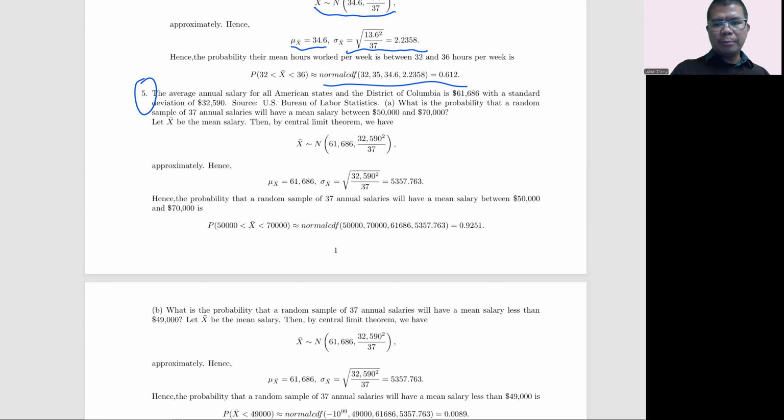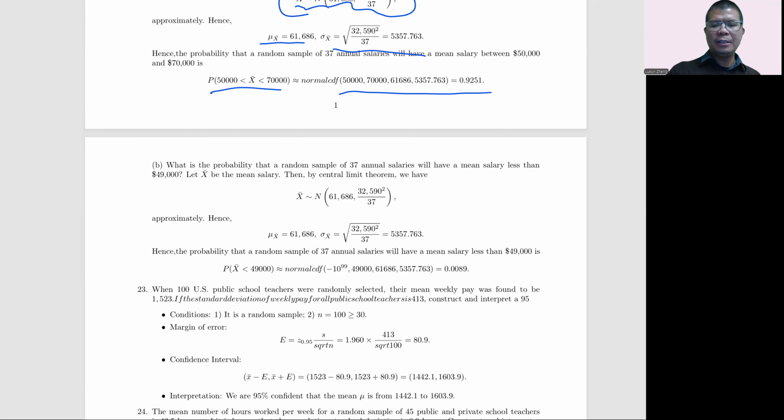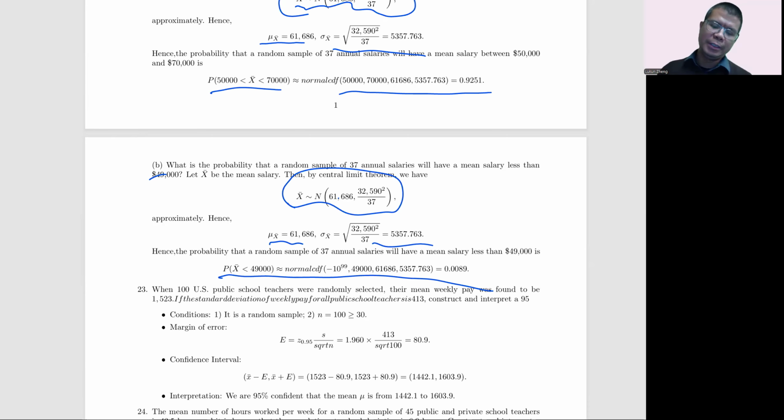For this example, the mean is this, and the standard deviation is given here. So what is the probability that a random sample of 37 annual salaries has a mean salary between this, right? So this is the distribution of x bar, with mean and standard deviation, and between that is going to be this. All right. What is the probability that a random sample of 37 has a mean salary less than this, right? So x bar has a distribution like this, with mean and standard deviation, and then the probability. I believe this is easy, right? I believe so.